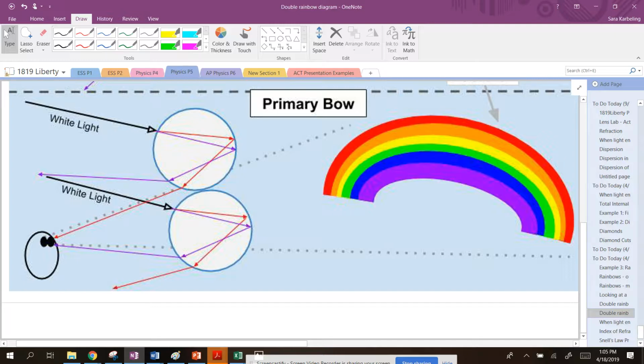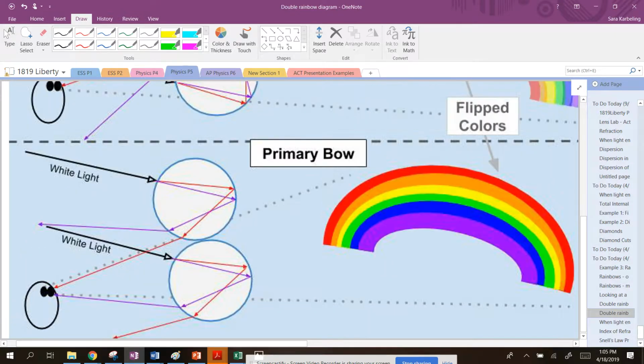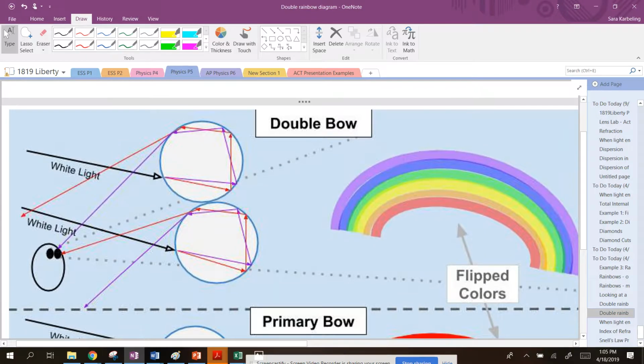Purple on the top, red on the bottom, but that's how it hits your eye. That's what happens with the primary rainbow. The secondary, they call it the double, I call it a secondary bow, okay? It's coming in at a different angle. So it's light that's hitting raindrops at a different angle, which means that they're up higher in the sky.